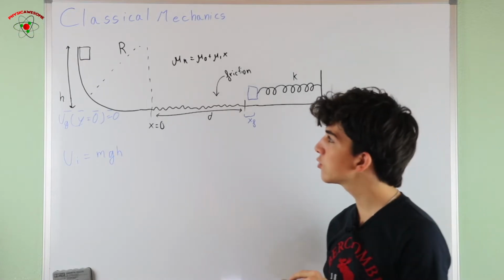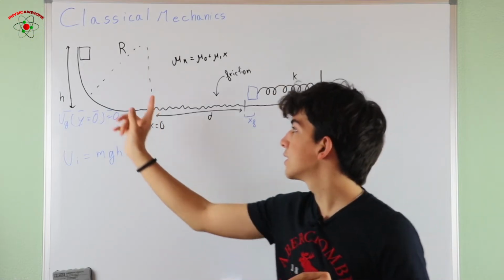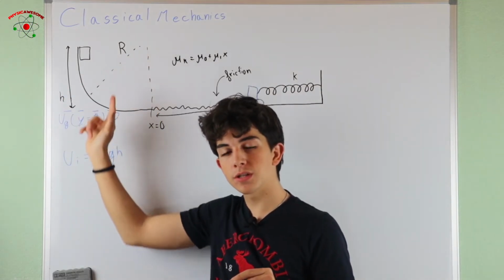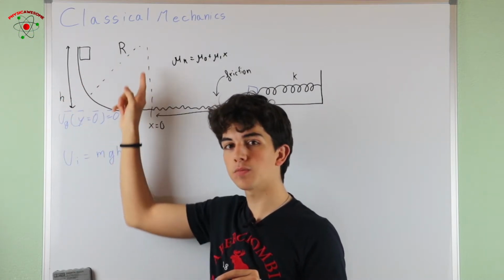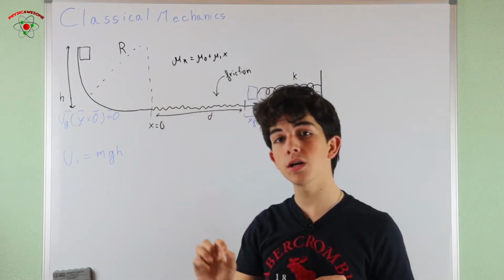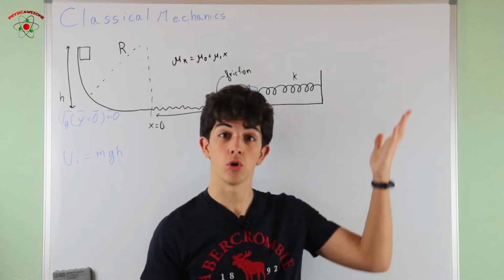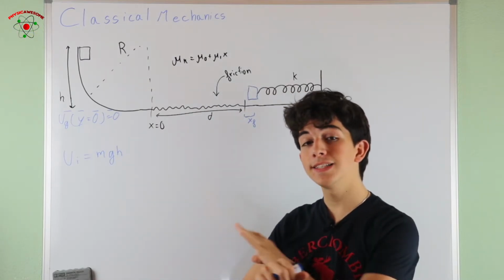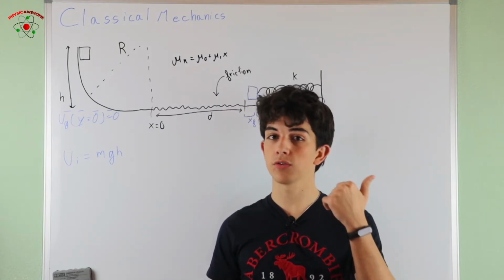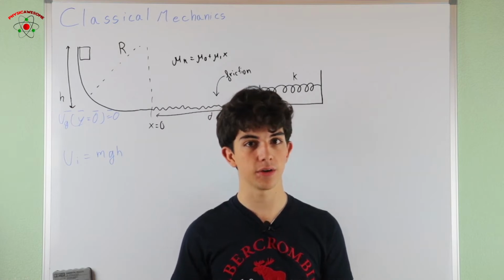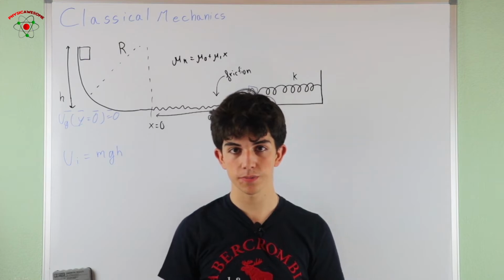Now, it's going to go through this plane. However, note that the normal force, the one that's going to make it turn, always points in a direction perpendicular to movement. So, as we know from our first video on work, that force is not going to do any work. That force is not going to affect either the kinetic energy or the potential energy. It's going to transform over here.